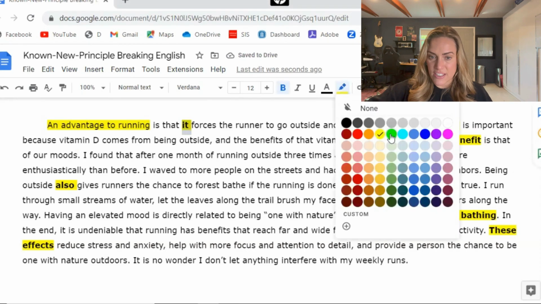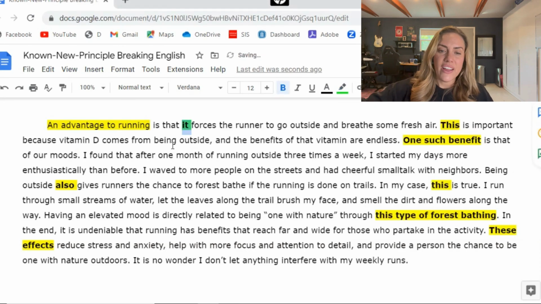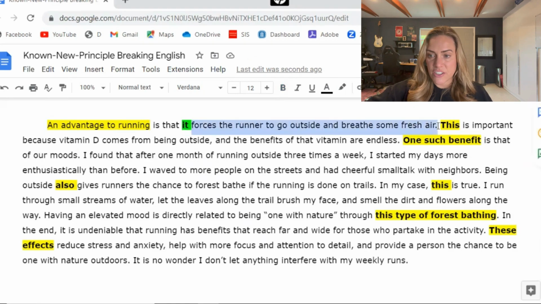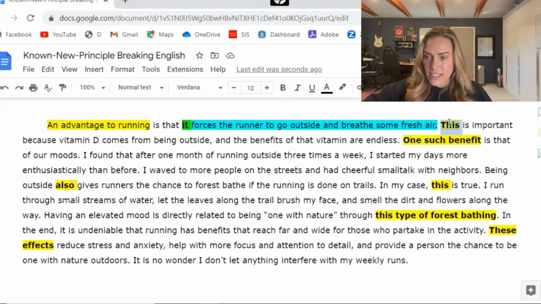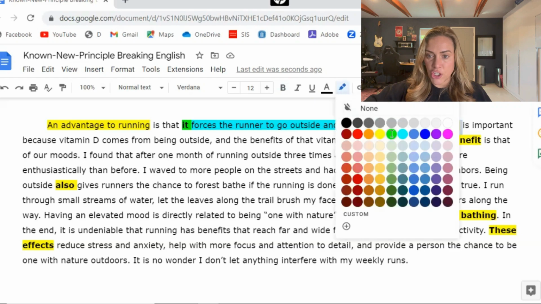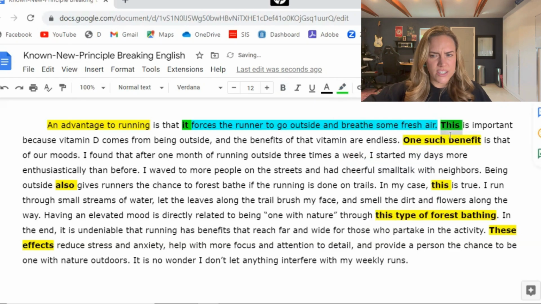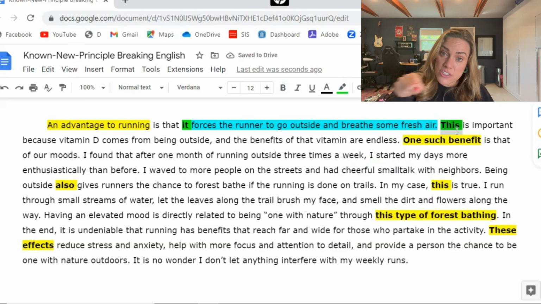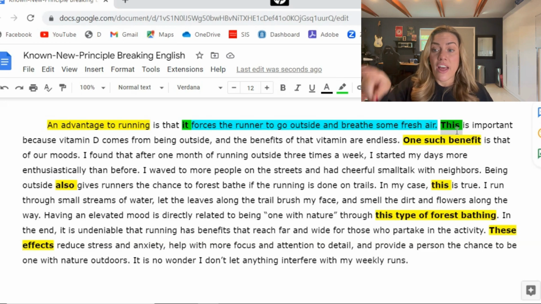Now this is a pronoun. It, running, forces the runner to go outside and breathe some fresh air. So here's the new information. Okay, so we've got a link between known and new because we've used that glue. This, here's the glue again. This, what does this refer to? This refers to that blue part, that running forces people to go outside and breathe fresh air.